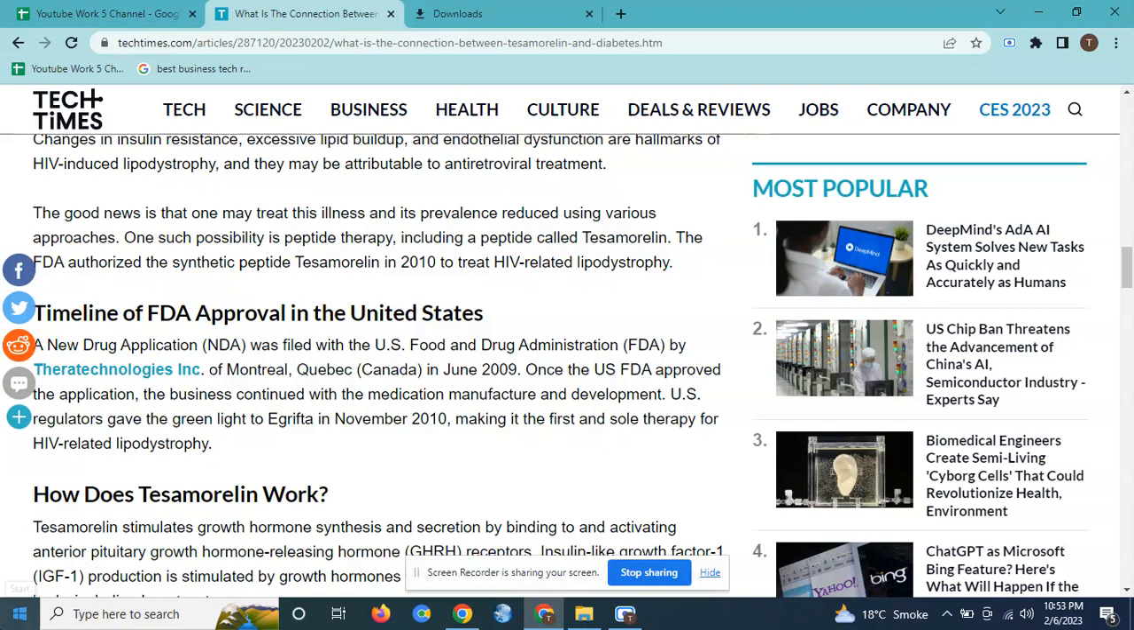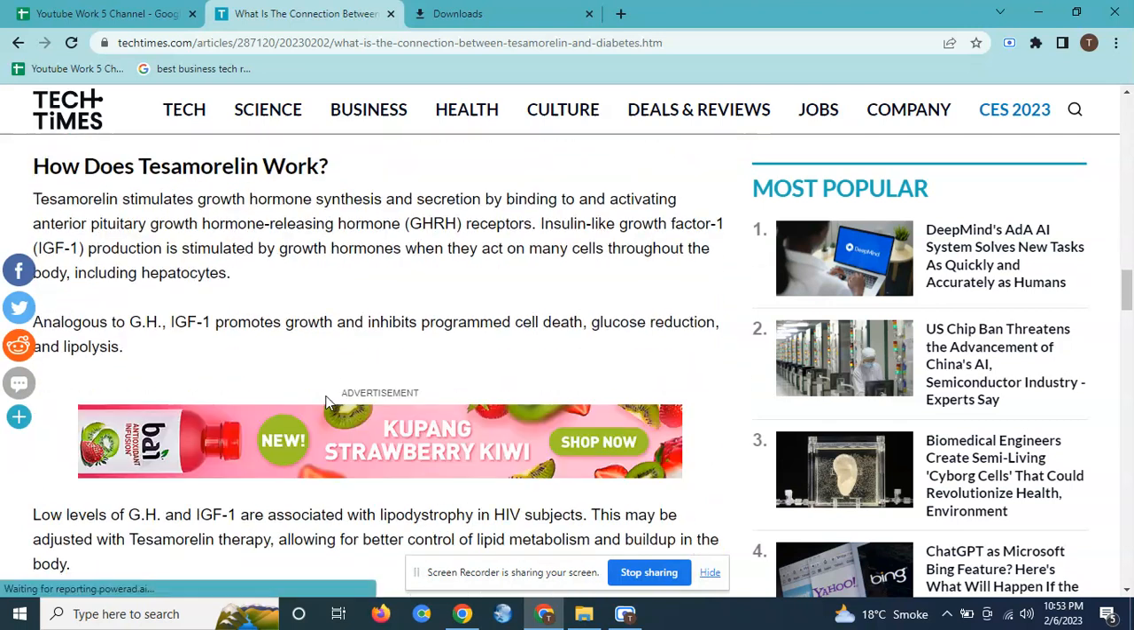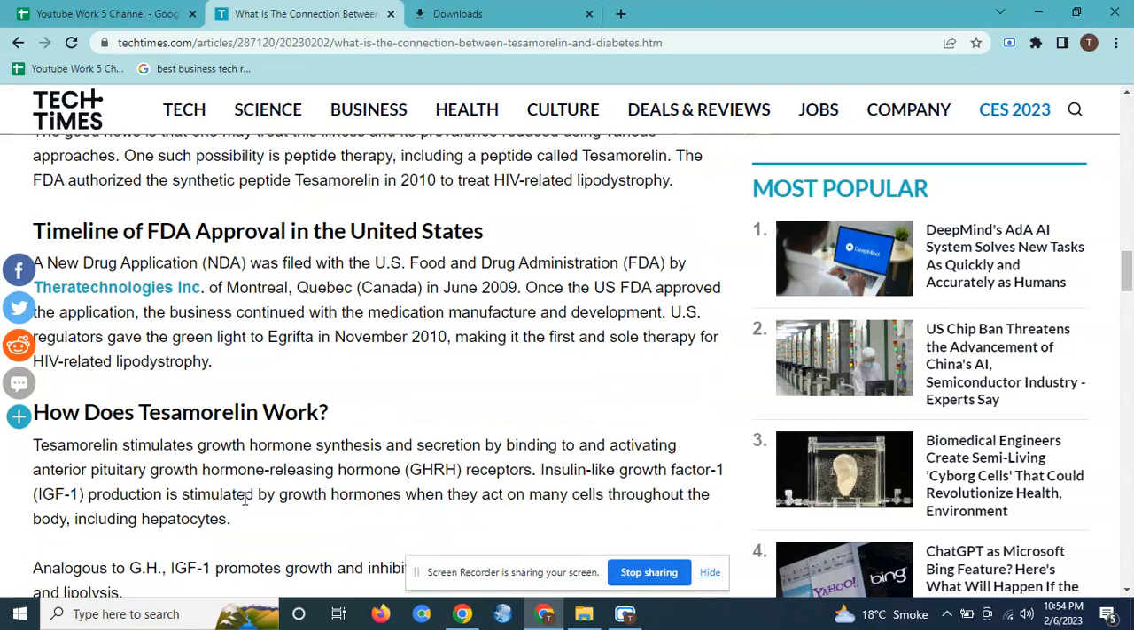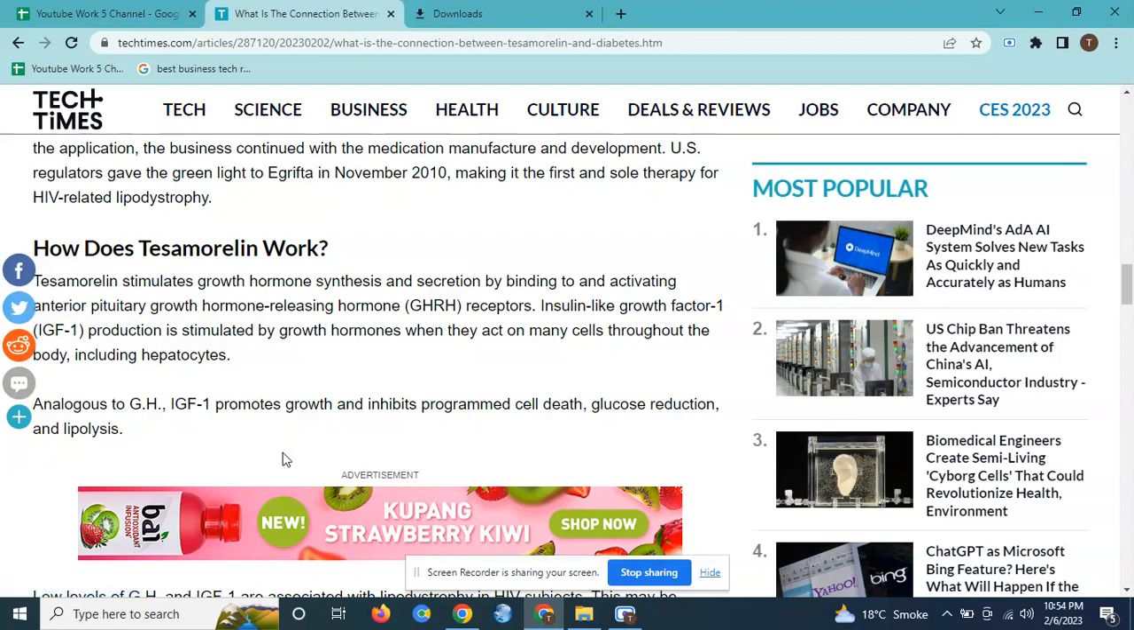Timeline of FDA approval in the United States. A new drug application was filed with the U.S. Food and Drug Administration by Theratechnologies Inc. of Montreal, Quebec, Canada in June 2009. Once the US FDA approved the application, the business continued with the medication manufacture and development. US regulators gave the green light to Egrifta in November 2010, making it the first and sole therapy for HIV-related lipodystrophy. And the question is, how does tesamorelin work?